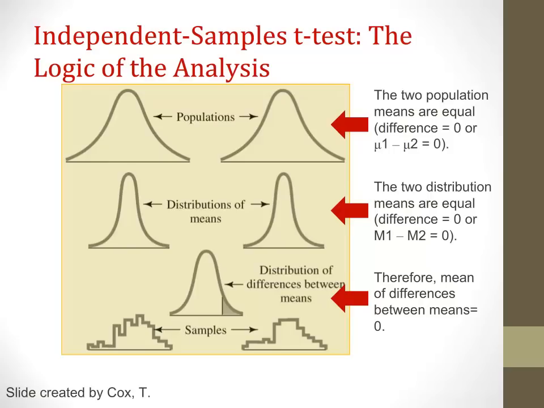Next, it states that the means of the two distributions of the sample mean are equal, or the differences between them are also 0. So, when we construct the distribution of differences between the means, the mean of that distribution will be 0. If there is no hypothetical difference between the two populations, then the difference between the means will average out to be 0.